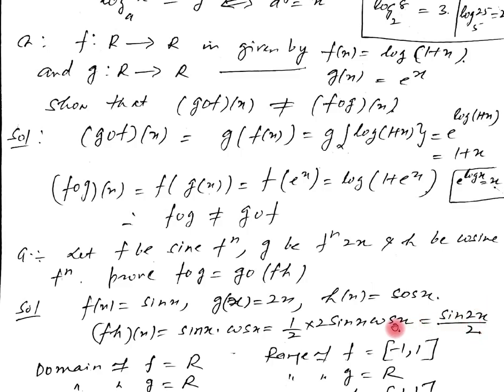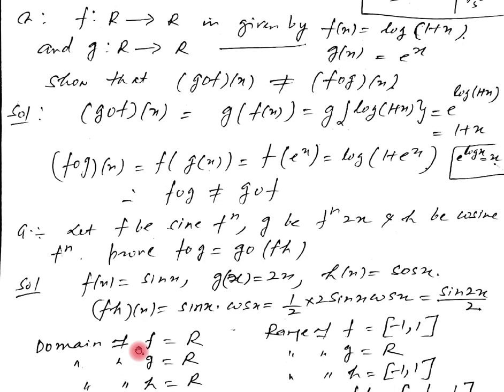In the 11th class, we know this result: sin 2a = 2 sin a cos a. So therefore, 2 sin x cos x can be written as sin 2x, and sin x cos x is sin 2x by 2. Now this is (f·h)(x). Here we have to prove that this is equal to this.